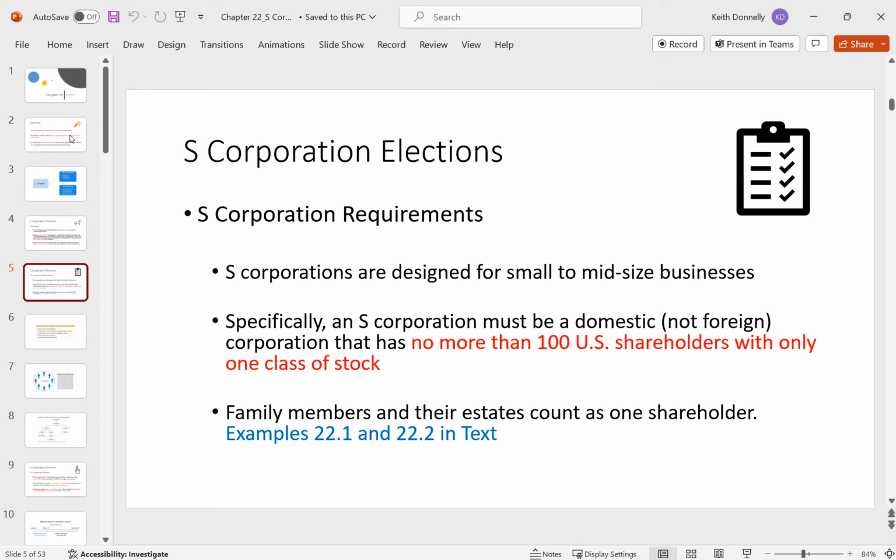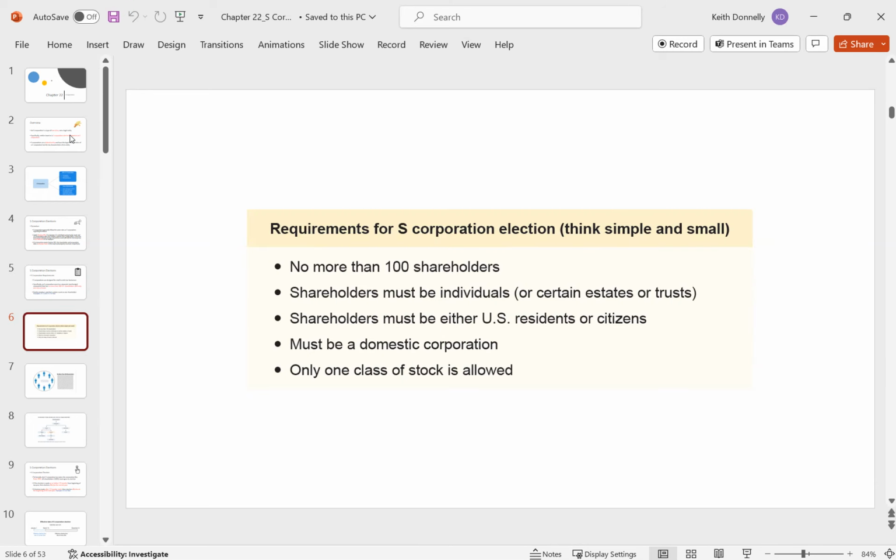The reason for that is, as we look at the requirements, if you want to be an S Corp, then it has to be domestic, not foreign. When they say domestic, a U.S. corporation that has no more than 100 U.S. shareholders, and there's only one class of stock. And in this framework, family members and their estates are going to count as one shareholder.